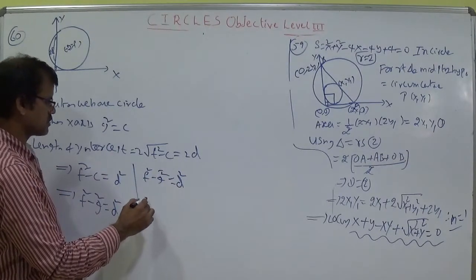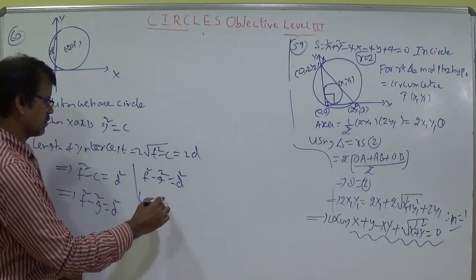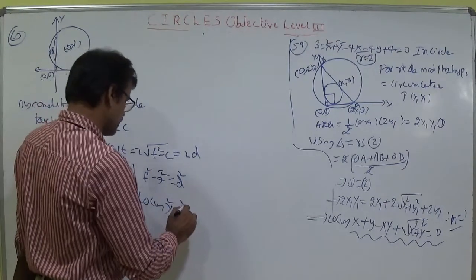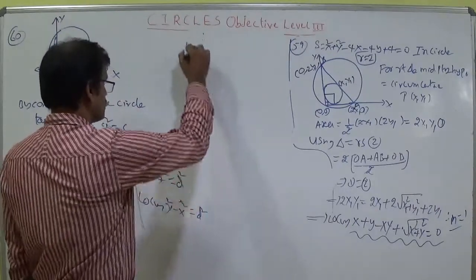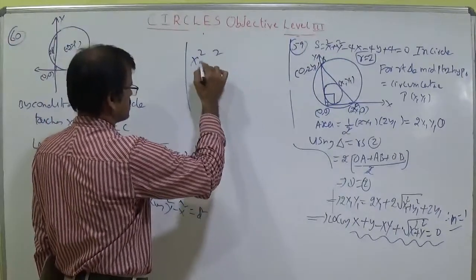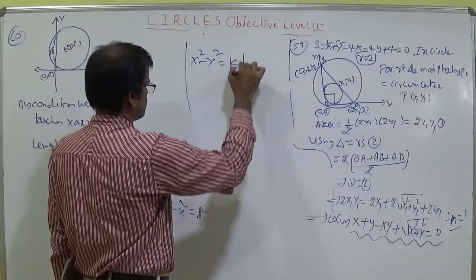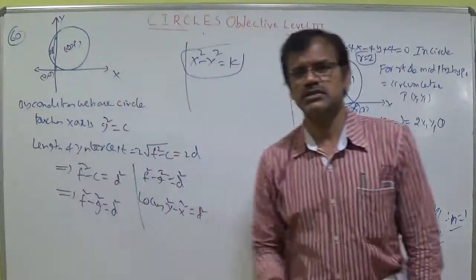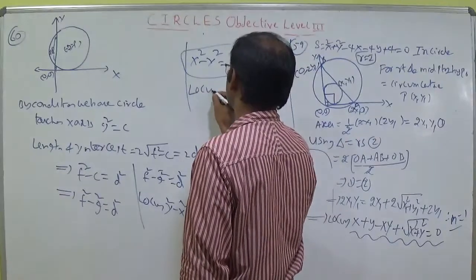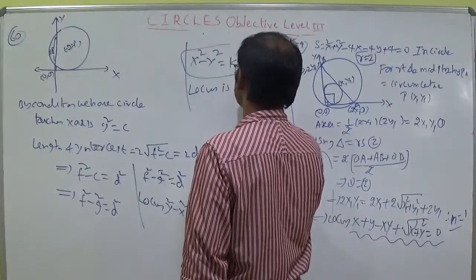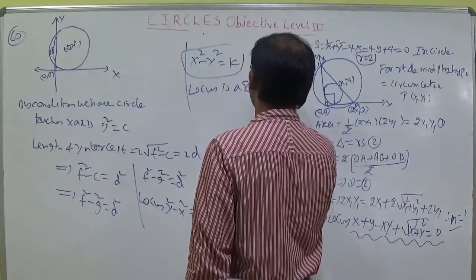F square minus g square is equal to d square. For the locus, y square minus x square is equal to d square. So you can write this one as x square minus y square equal to k, where minus d square is a number. X square minus y square equal to k is a locus, a rectangular hyperbola.